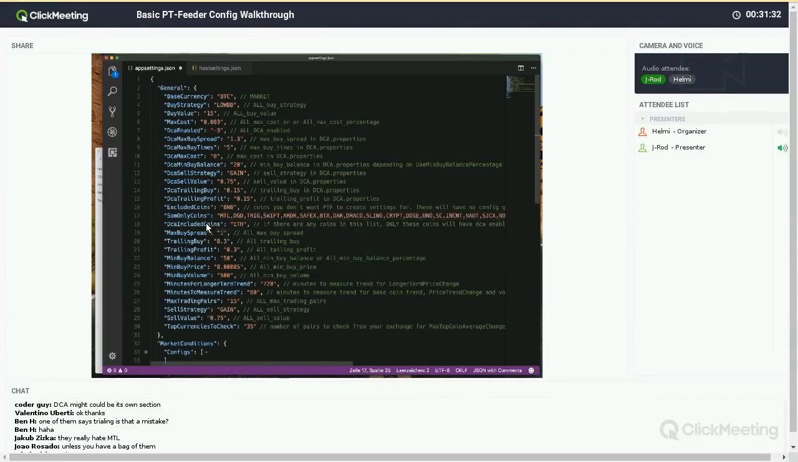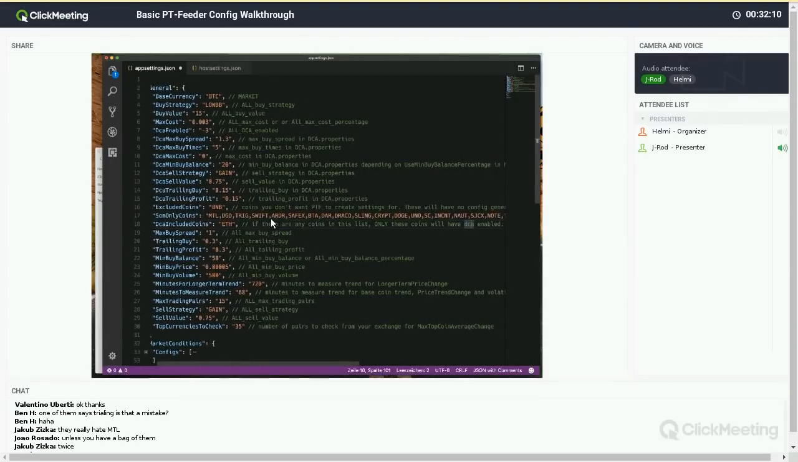But now we're coming to a real big bug, because the next line, for whatever reason, Methadone set one pair in there, and actually it should be empty. If you scroll to the right, look at the text on that comment. It says if there's any coins in this list, only these coins will have DCA enabled. So it's exclusive. It's saying the only DCA I'm ever going to do is for that one coin. Screw all the rest of your coins.